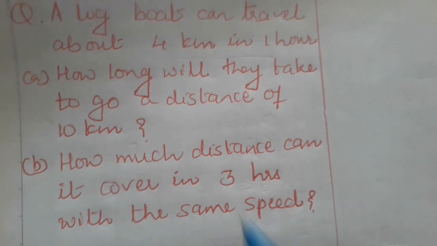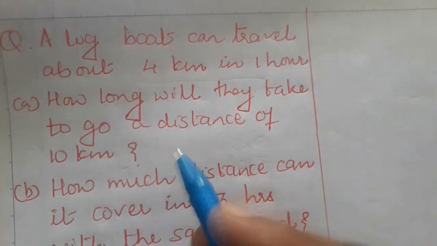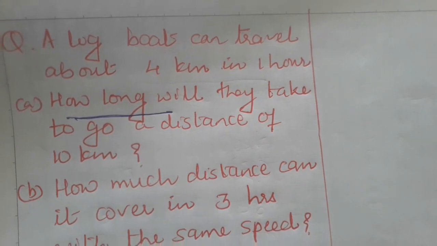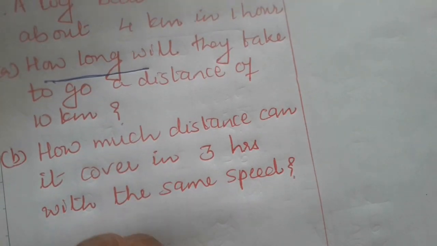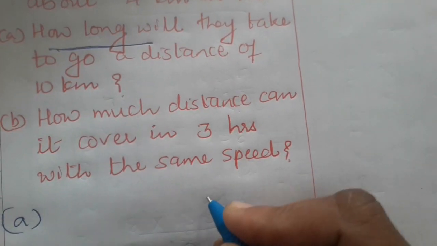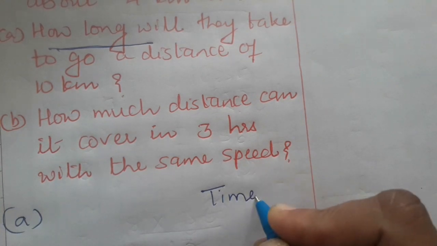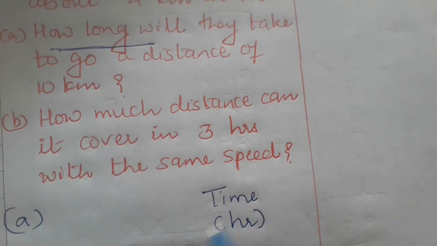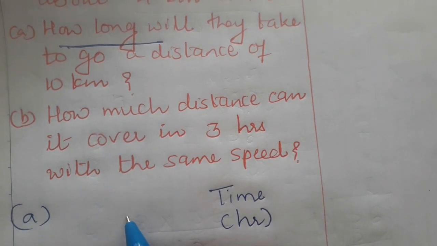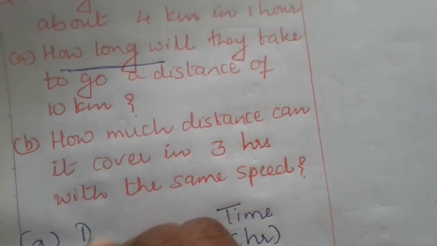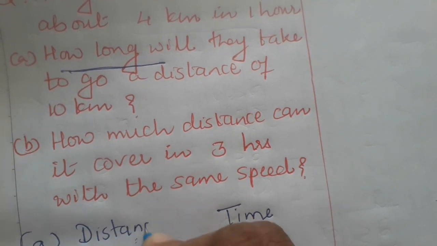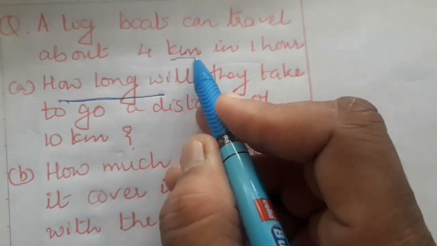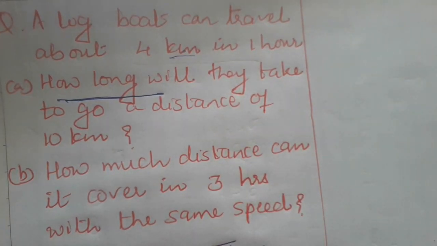So as I said, what you will do is, you have to find how long. That means you have to find time. So what I will do is, time, I will write it on the right side, and time is given in hours. So let me write here hours. And what the other thing is given? That is distance. So I will write here distance. And distance is given in kilometers. Okay, so here I need to write kilometers.